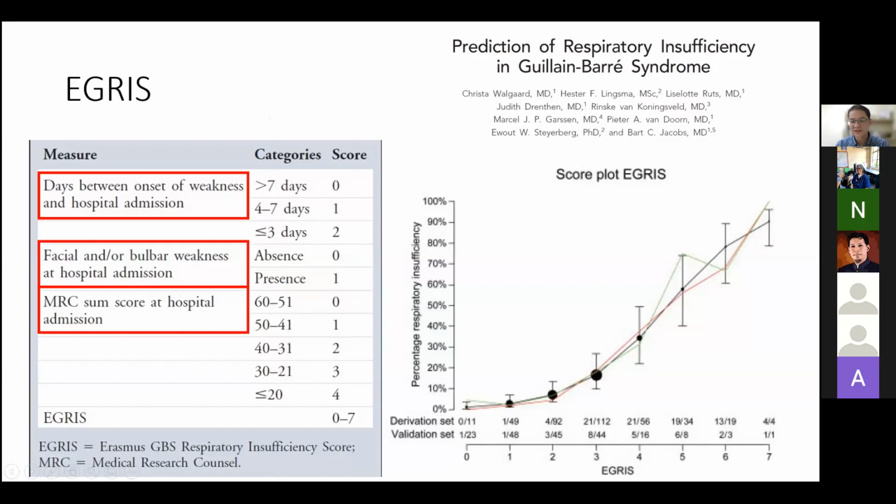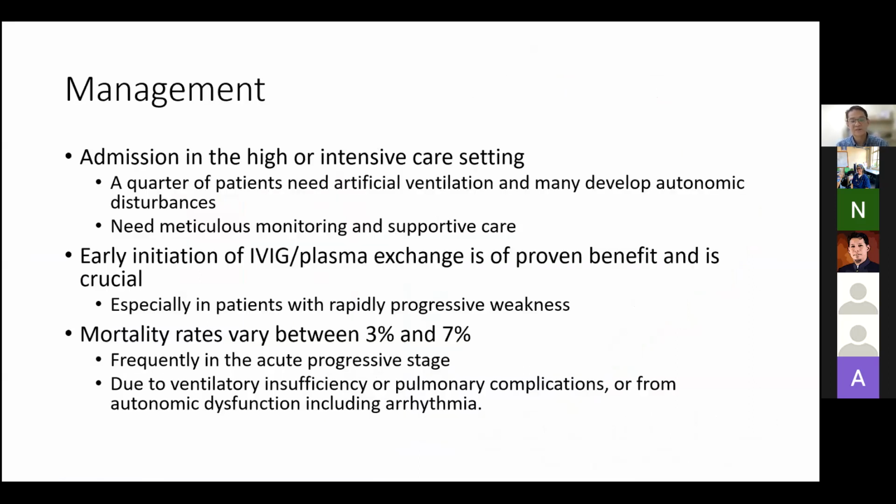If you have somebody that comes to you with a score of 6, you know that 78 to 80% of these patients are going to develop respiratory insufficiency within 1 week of admission. So you know that these are the patients you would like to pay more attention to, get them into the ICU and treat them properly. Management of Guillain-Barré syndrome is mainly intensive care.